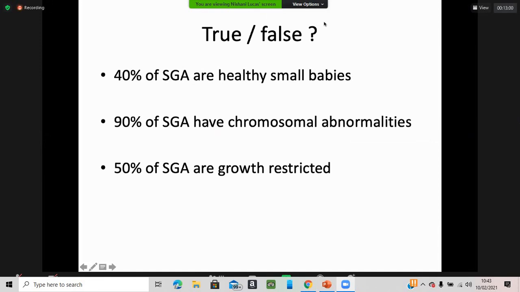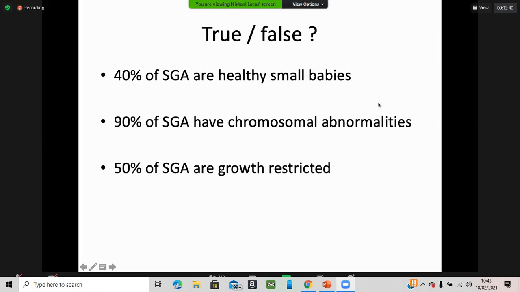Do you think there are healthy babies among small for gestational age babies, or do you think everyone has a problem? Some are healthy. Okay. What about the second statement? Do you think 90% of them have chromosomal abnormalities? I'm sure you have come across small babies during your pediatric and maybe obstetric appointments also. So did most of them have chromosomal abnormalities? No, madam. So that statement is unlikely to be true.